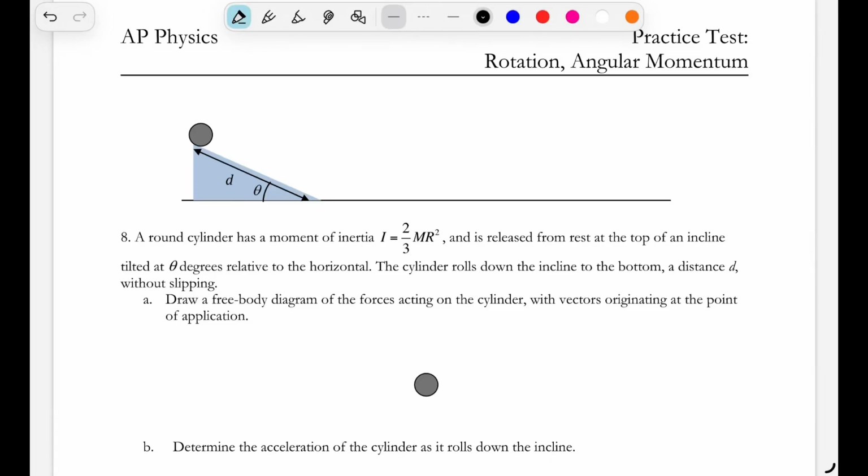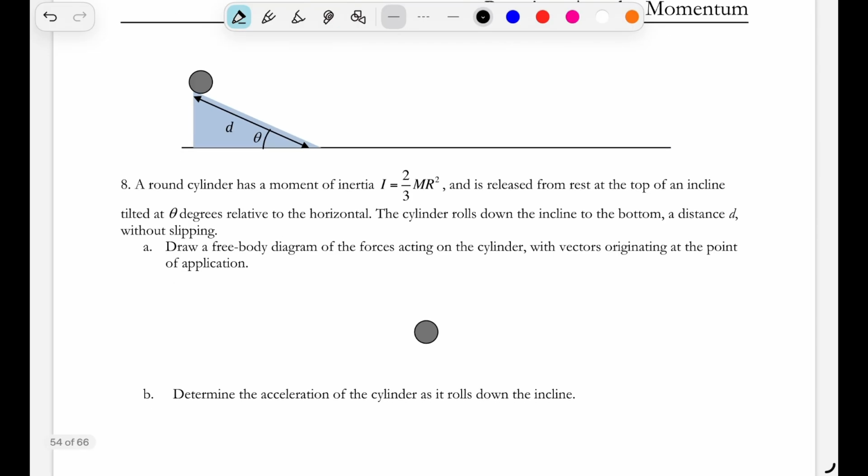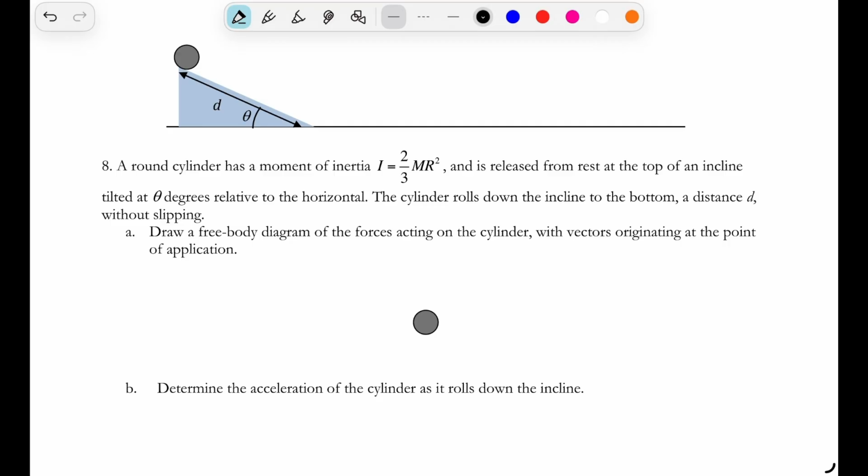In this video, we'll be going over rotation and angular momentum. A round cylinder has a moment of inertia I equal to 2/3 mr squared and is released from rest at the top of an incline tilted at theta degrees relative to the horizontal. The cylinder rolls down the incline to the bottom, a distance d, without slipping.